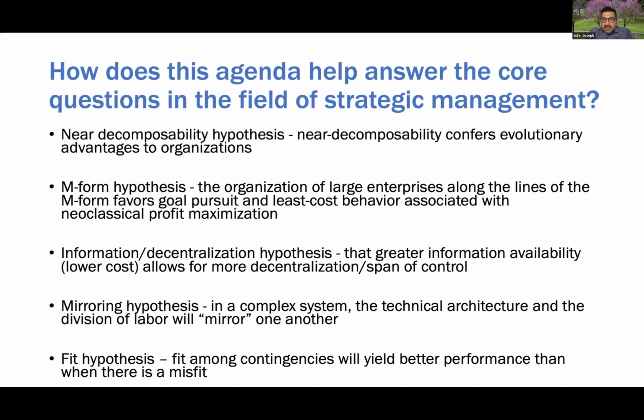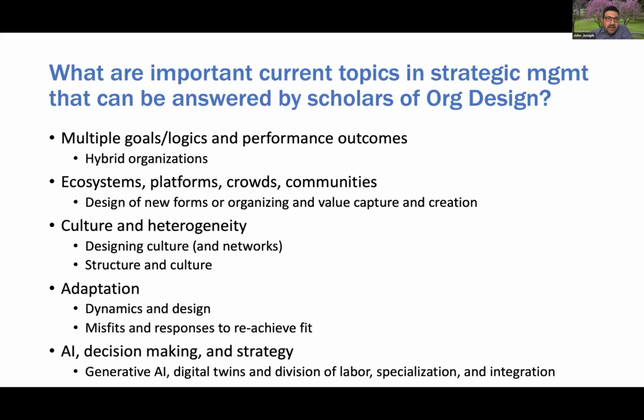And then the fit hypothesis, the idea that fit among contingencies will yield better performance. And here again, I think this is very useful. A lot of the recent work here is on knowledge as an important contingency. As we think about external open innovation, or accessing knowledge externally, this becomes an important factor. So again, a series of well-established relationships that are particularly useful and can offer some insights on the side of heterogeneity.